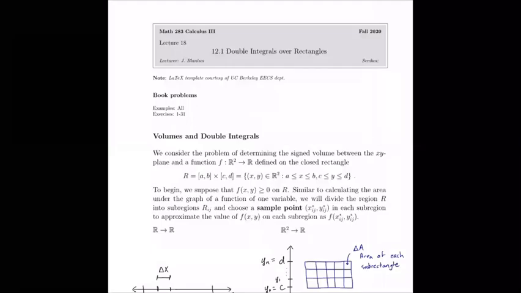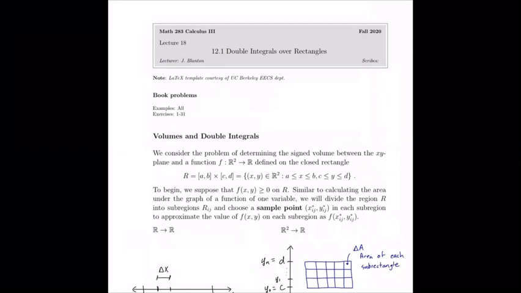Okay, section 12.1 begins chapter 12 for us, and chapter 12 is multiple integrals. So it's this idea of integrating over areas to get volumes, or integrating over volumes to get, well, sort of a hypervolume. We'll mostly focus on the plane for the first few sections, and then we'll move our way into triple integrals towards the latter half of chapter 12.